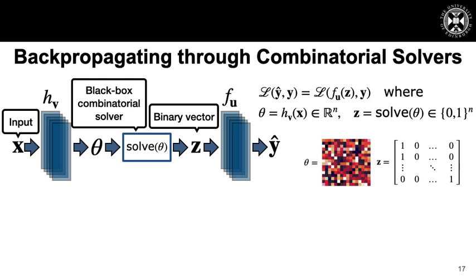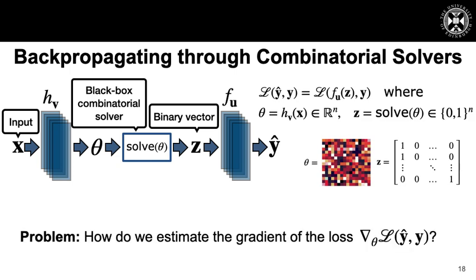We receive an input x. Using a neural model, we compute some weights theta. Then we feed those weights theta into a combinatorial solver, and we get a discrete solution z. Then we feed the solution z to a downstream model that produces a prediction. And then we compute a loss, which measures how good this prediction is. And the problem is, how do we estimate the gradient of the loss with respect to the input weights theta so that we can backpropagate through the combinatorial solver?